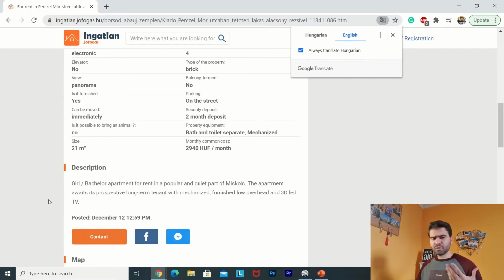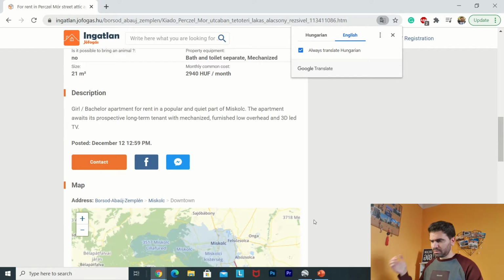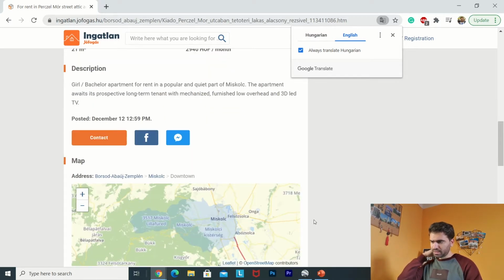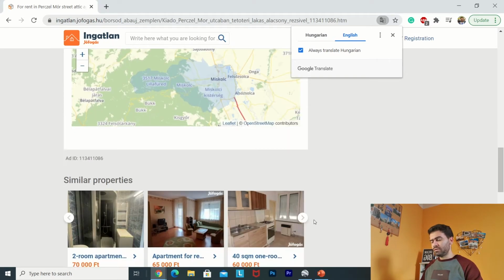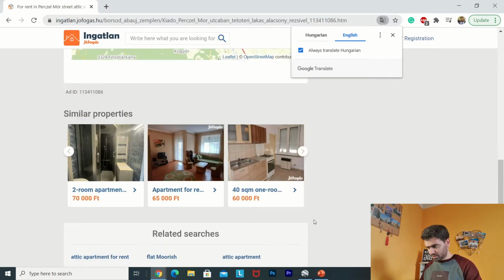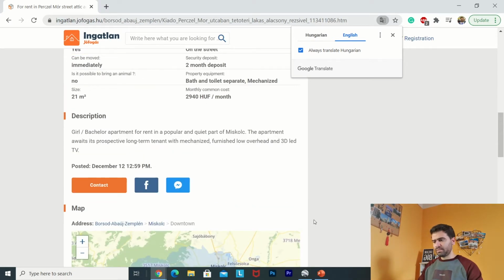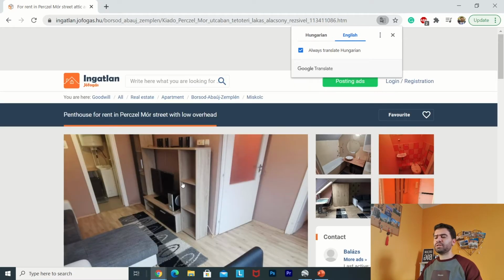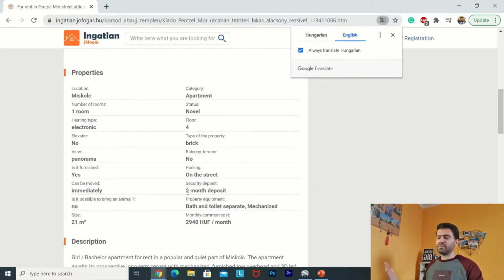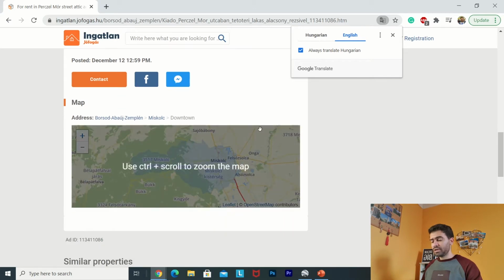But the most important thing is to read the description, because sometimes like here they are asking for a girl. I don't know why, but sometimes you can find descriptions where they say it's for a specific gender, or sometimes they say we don't want families, or no pets allowed. So you have to check that. And after you check the pictures and you like them and you read the description and everything is good, you have to check the place.